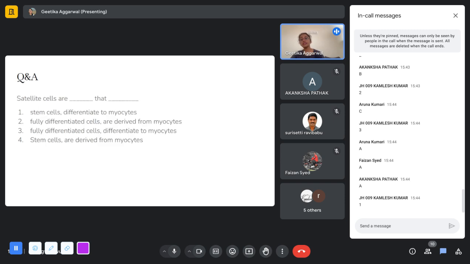Moving on to satellite cells are dash that dash. What are satellite cells and what do they do? Are they stem cells or are they fully differentiated cells? Are they derived from myocytes or do they differentiate to form myocytes? So, how would you describe satellite cells?